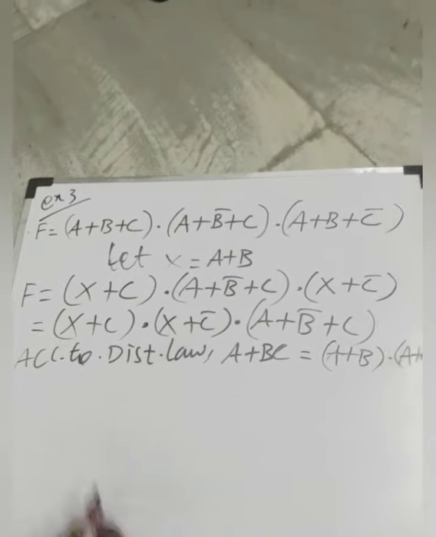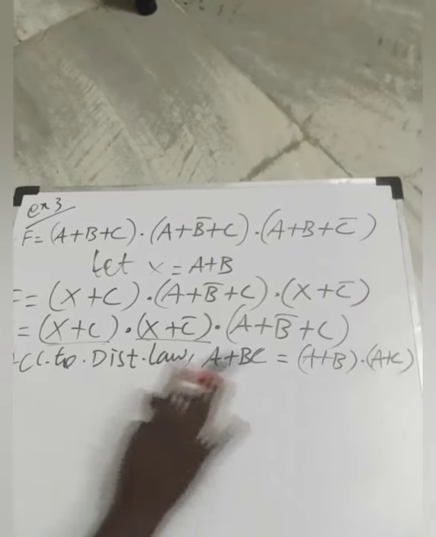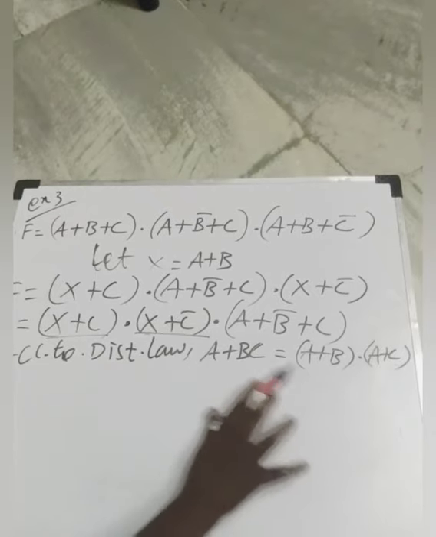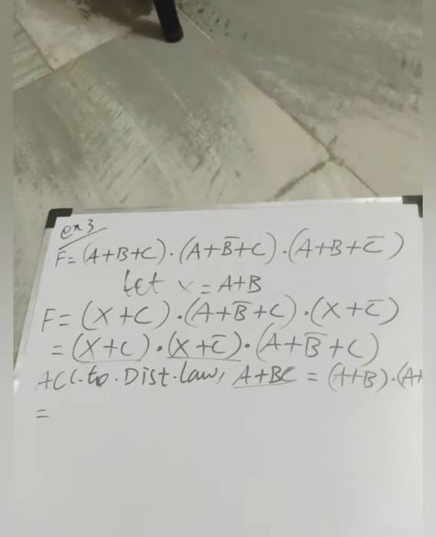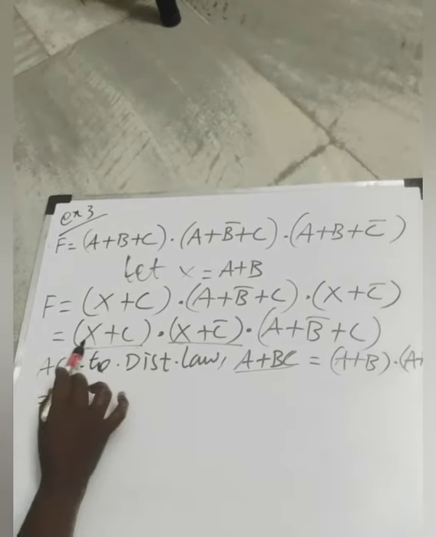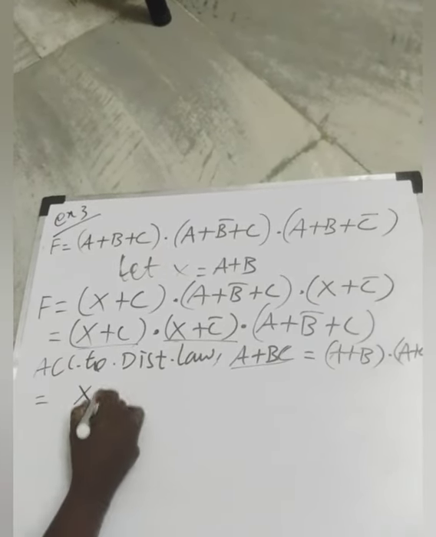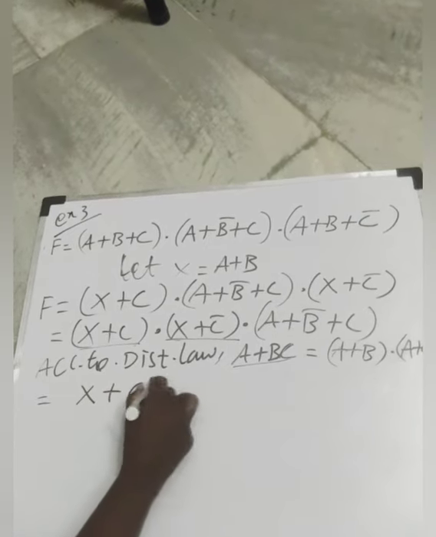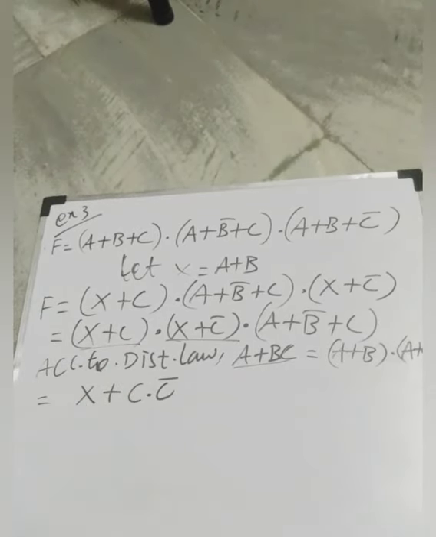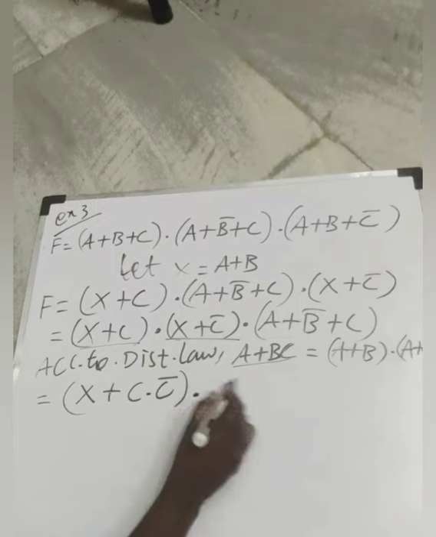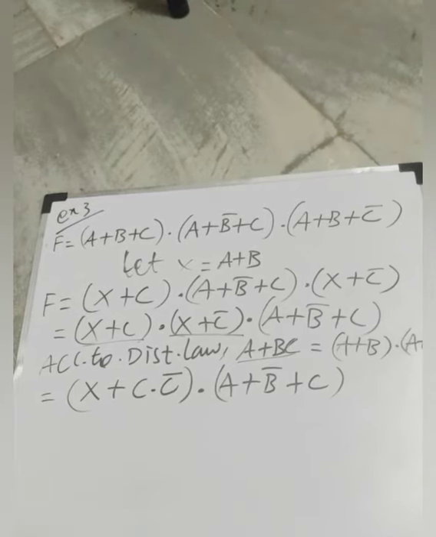Okay, here consider these two terms and compare with this rule, (a + b)(a + c). See, what is our answer? a + bc. Here x is the common term, like a. So x + c·c̄. We are simplifying this step using the distributive law. And then this term stays as it is, (a + b̄ + c).